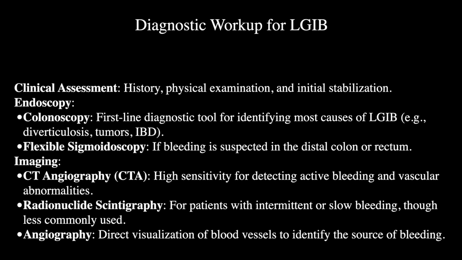The main workup we need is definitely clinical assessment, then colonoscopy, flexible sigmoidoscopy if needed, and in imaging, CT angiography is very good. It will tell us where the exact bleed is from, which artery. Another thing that can be done is radionuclide scintigraphy. This is nowadays rarely done, so this is more helpful in patients with intermittent or a slow bleed. And then the gold standard is DSA, that is angiography. Here we have direct visualization of the blood vessel, and we can go ahead with embolization also.